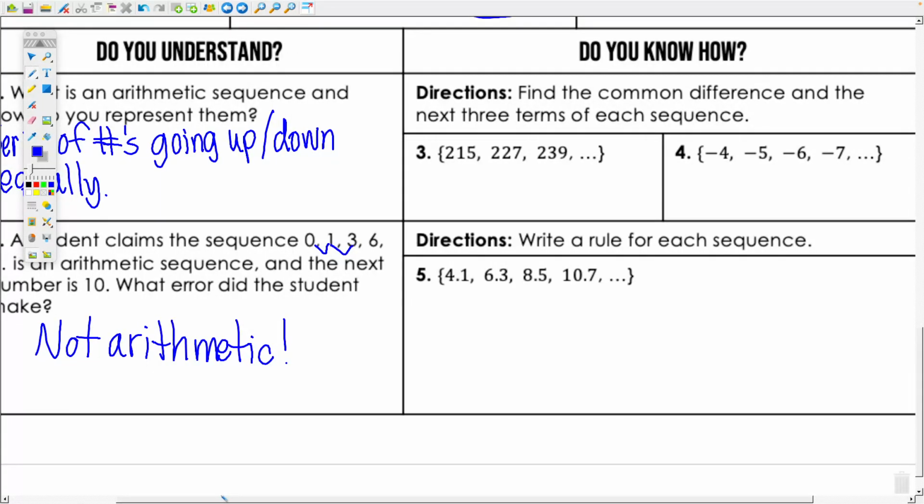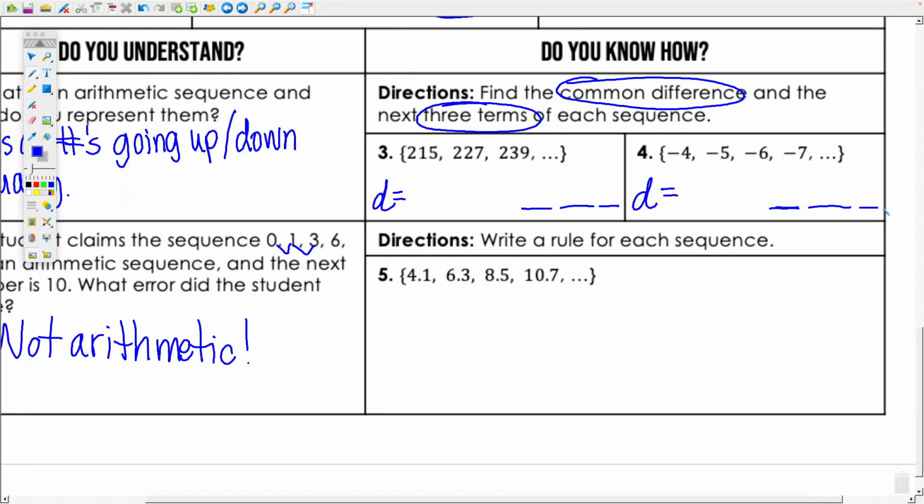All right, and now the next part. This is where I just want you to do 2 simple things. I want you to find the common difference and then tell me the next 3 terms, all right? So common difference and then next 3 terms. When you're done with that, number 5, you are writing the rule. So we've got to go back to that formula again.